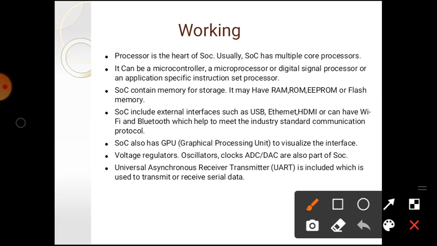Here the SoC also has a GPU. GPU means graphical processing unit, used to visualize the interface. To understand the interface, we use the GPU, graphical processing unit.